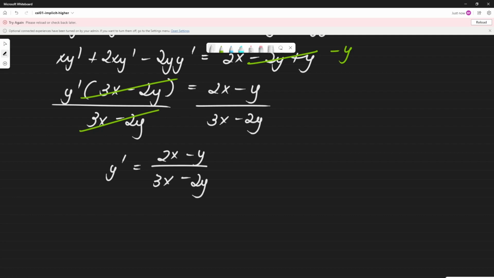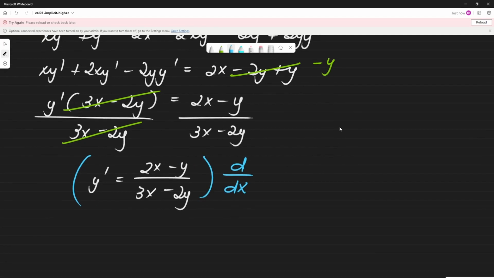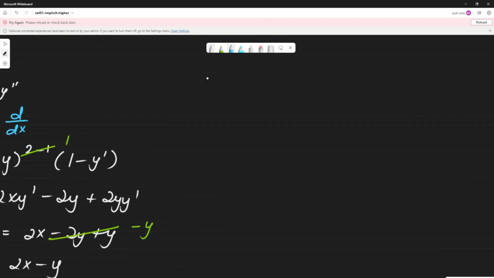Okay? Then, we were going to get the second derivative. Kunin natin yung ating second derivative. So, we will have y double prime is equal to, what is our original y prime? Diba? That is 2x minus y over 3x minus 2y. So, we have, lagay ko na lang muna para hindi ako malito, 2x minus y over 3x minus 2y.